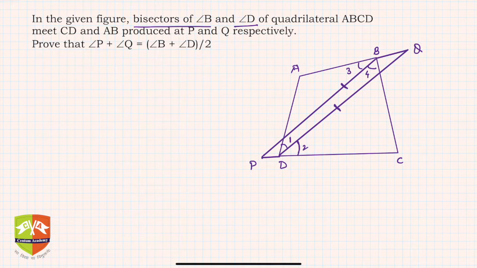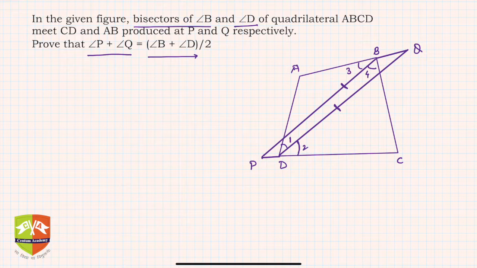Again we are seeing that angle sums are involved, so B and D are getting added, so some kind of an angle sum property of a triangle or a quadrilateral might be useful here. So let's try and solve this problem. We'll start from the left hand side and try to go to the right hand side.